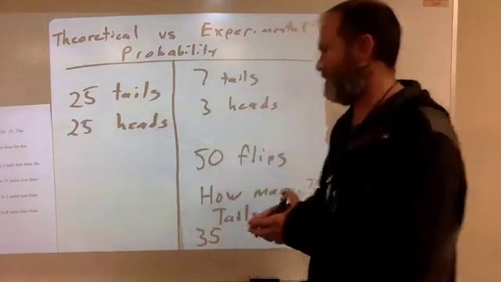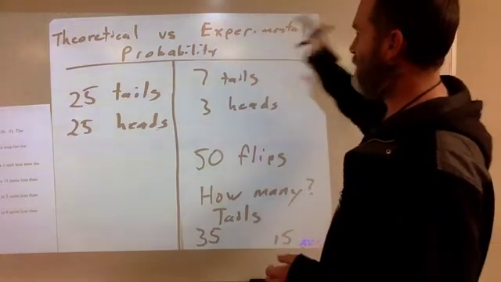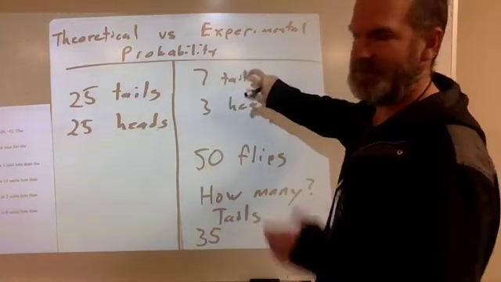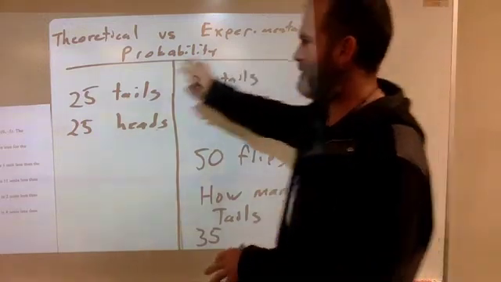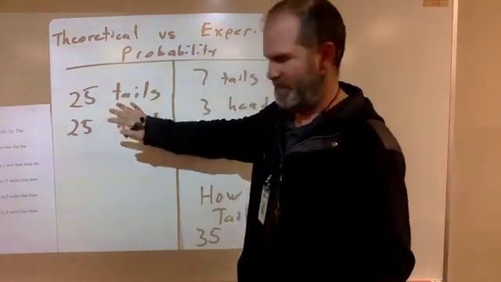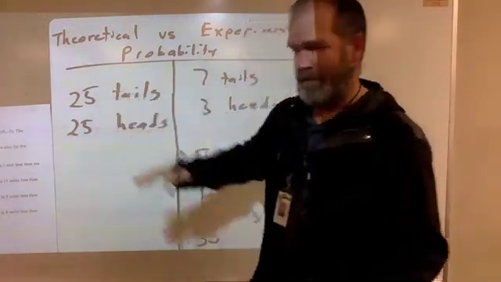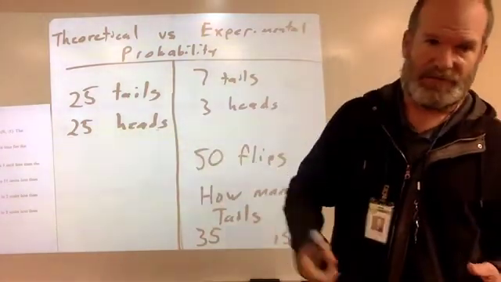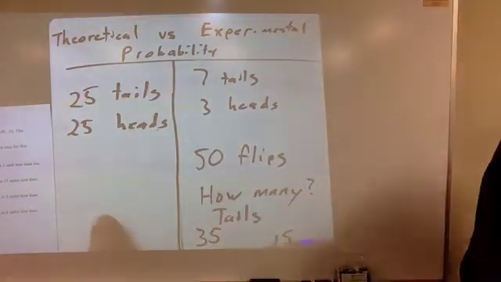So that's what you need to take away from this. For experimental, you have to have a set of data, and you just use that data. For theoretical, forget about the data. It's just, in theory, how many, with flipping a coin or rolling a die or spinning a spinner.